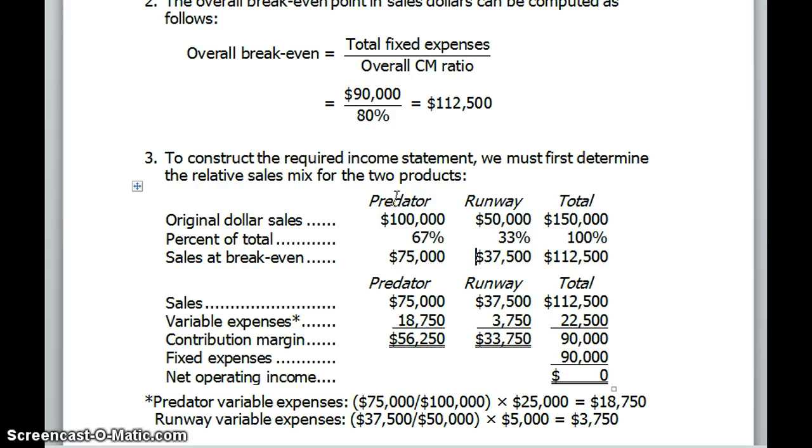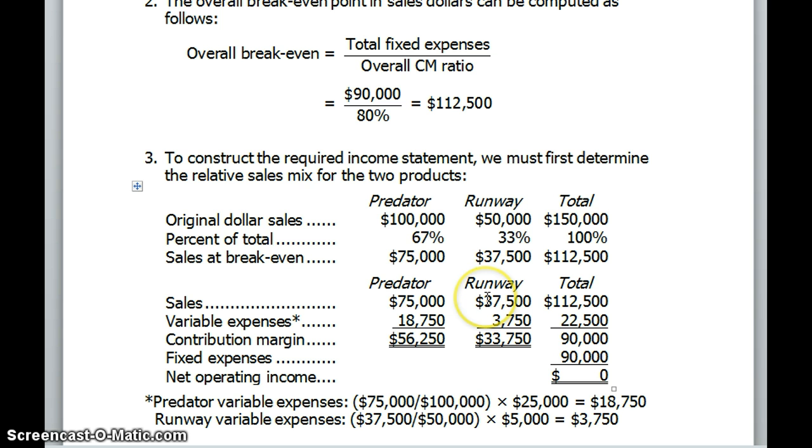If you look at the original problem, Predator's variable expense ratio was 25%. In other words, their variable expenses for Predator were $25,000 on sales revenue of $100,000, therefore a 25% variable expense ratio. We apply that same 25% ratio to Predator's new break-even sales figure of $75,000 to determine that variable expenses will be $18,750. Subtracting those from the $75,000 of sales revenue gives a contribution margin of $56,250.